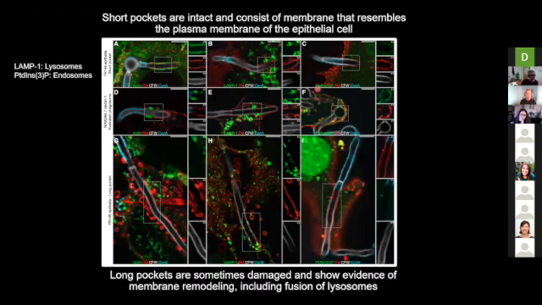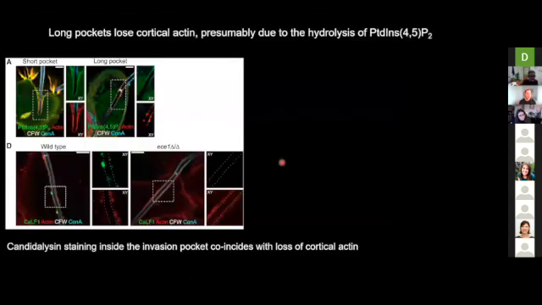If we now switch to the long pocket, it's very, very different. Instead of having intact plasma membrane, you see signs of damage here. And you also see evidence of fusion of lysosomes. So while the short pocket is intact, the long pocket shows evidence of membrane remodeling, damage, et cetera. And this is damage that we want to look at in more detail.